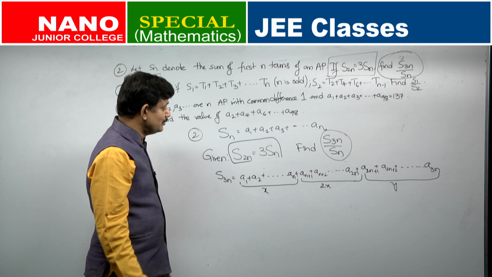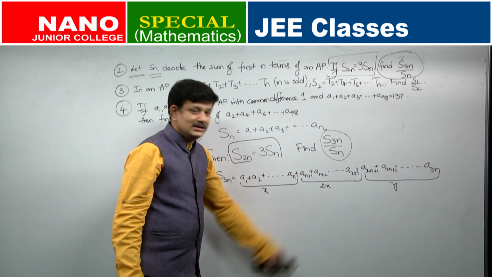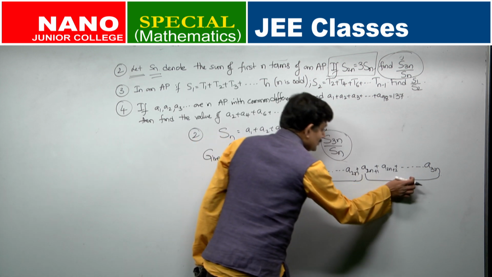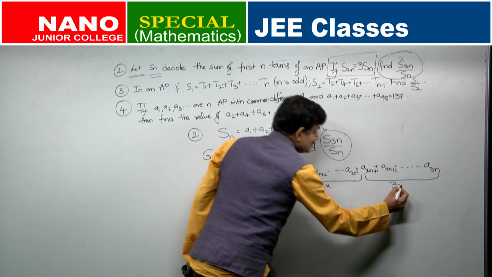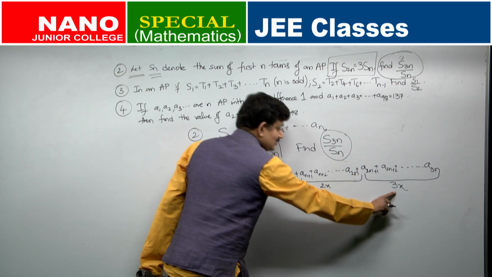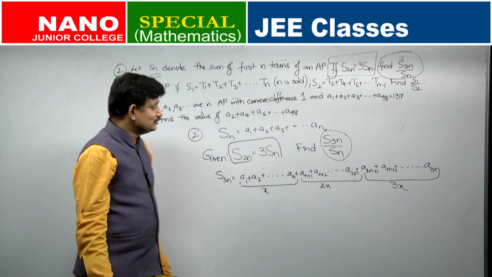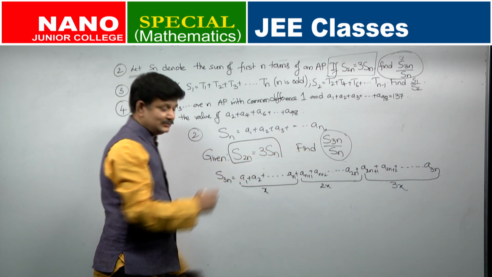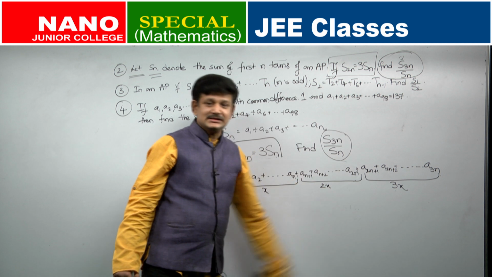So, x plus y is how much? 4x. X plus y is how much? 4x. So, y will be how much? 3x. This plus this should give you 2 times of this. So, is it simple? So, how much is your S3n? X plus 2, x plus 3x, 6x.